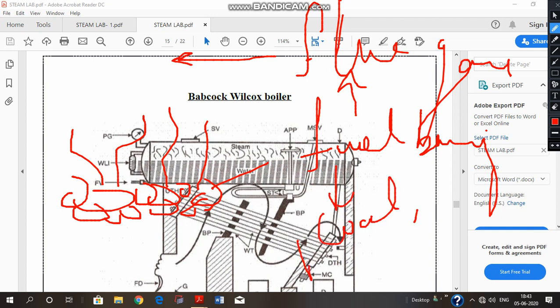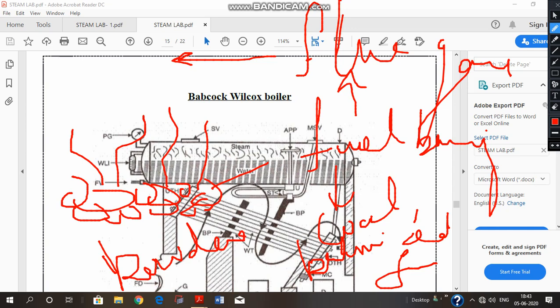It may be in the pulverized form. What is pulverized form? Pulverized form is a very powdered form. Powdered form of coal is called the pulverized form of coal.